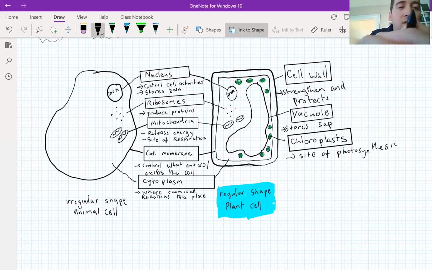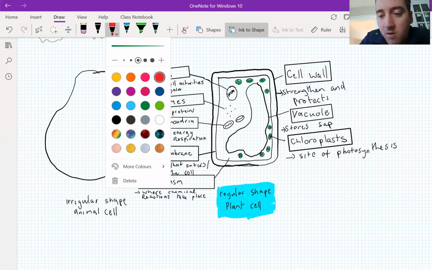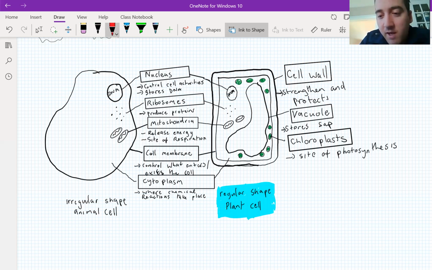Now, where does this word come from? We're going to see this word again in the future, but at the moment, we're going to break it down. Synthesis means to make, and photo means light. Now, it's not to make light. Plants don't make light, but they make something using light. So photosynthesis, to make using light, that's what it means.